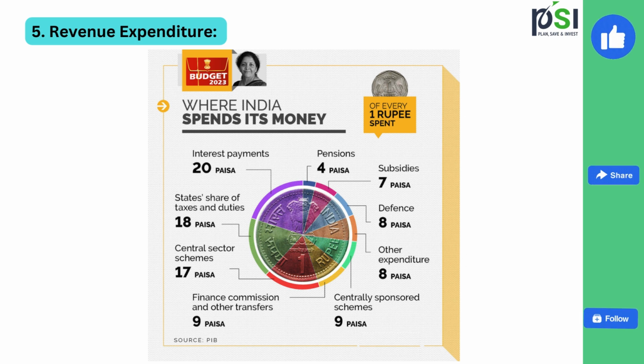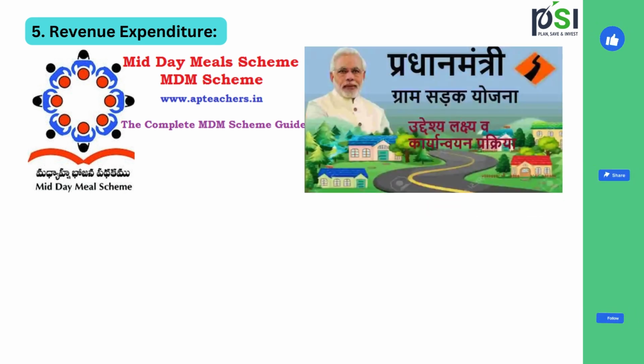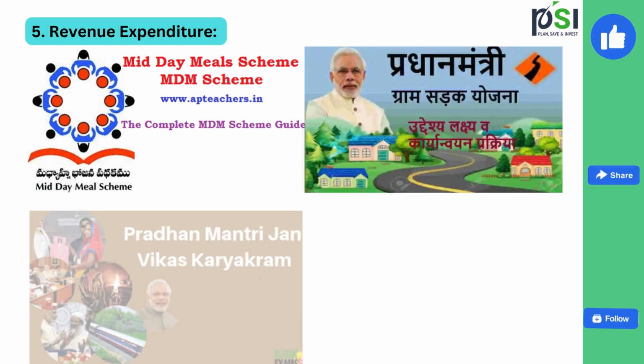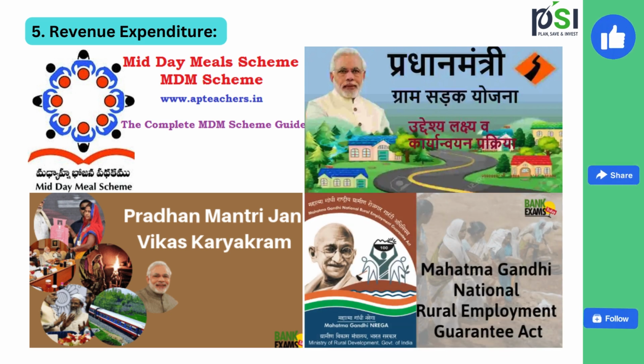So we should consider all of these as welfare schemes and pensions, centrally sponsored schemes. These schemes include midday meals, Pradhan Mantri Gram Sadak Yojana, the umbrella program for the development of minorities, and the Mahatma Gandhi National Rural Employment Guarantee Program. So these are welfare schemes. Generally, traders and investors should observe that if there is any huge increase in revenue expenditure, then we should consider that the government is taking a populist route, which is not so good for stock markets.